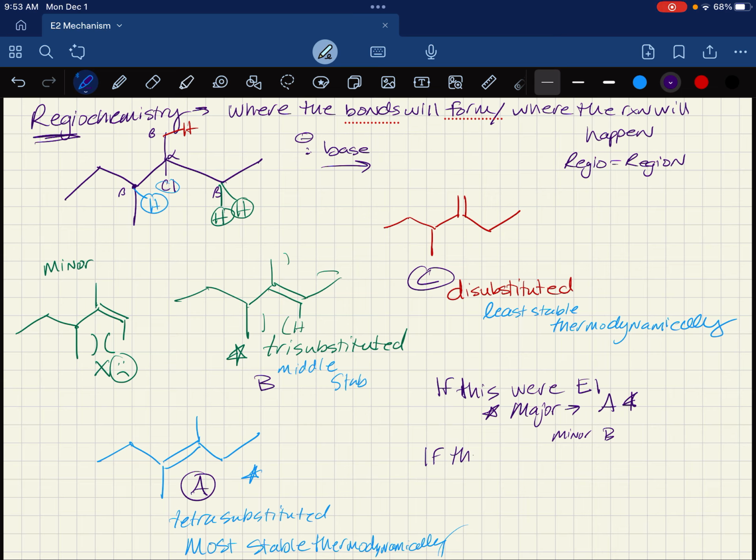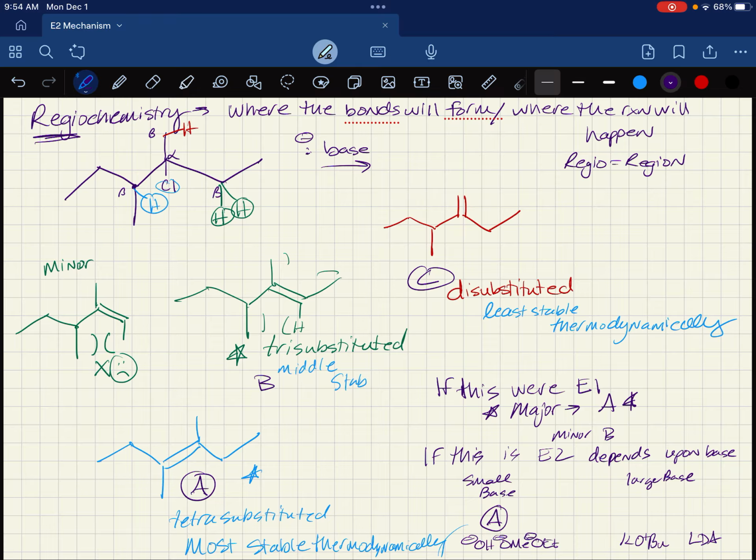Now, if this is E2, it will depend upon the base that is present. If it is a smaller base, then we're much more likely to get product A. And by small base, I usually mean hydroxide, methoxide, ethoxide, one of those where you don't have a bunch of substitution. If you have a large base, usually the large bases that we use are potassium tert-butoxide, KOtBu, which is going to be very bulky, or LDA, which is lithium diisopropylamide.